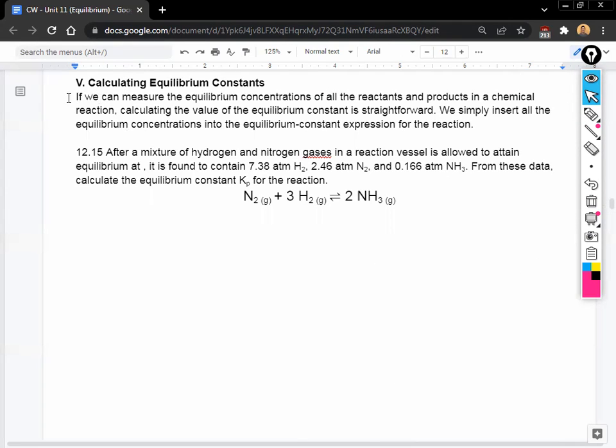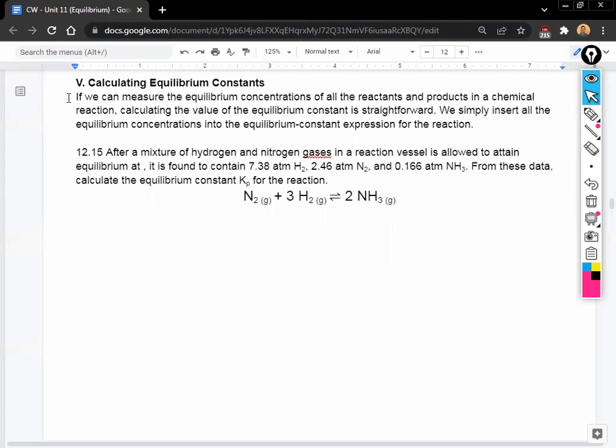So anyway, okay. If we can get the equilibrium concentrations for reactants and products, we can calculate the equilibrium constant. It's pretty simple. You just plug it into the equation, okay? And that's what's going to give us the equilibrium constant value. So let's go straight into 12.15. I want you guys to just try solving it, okay?